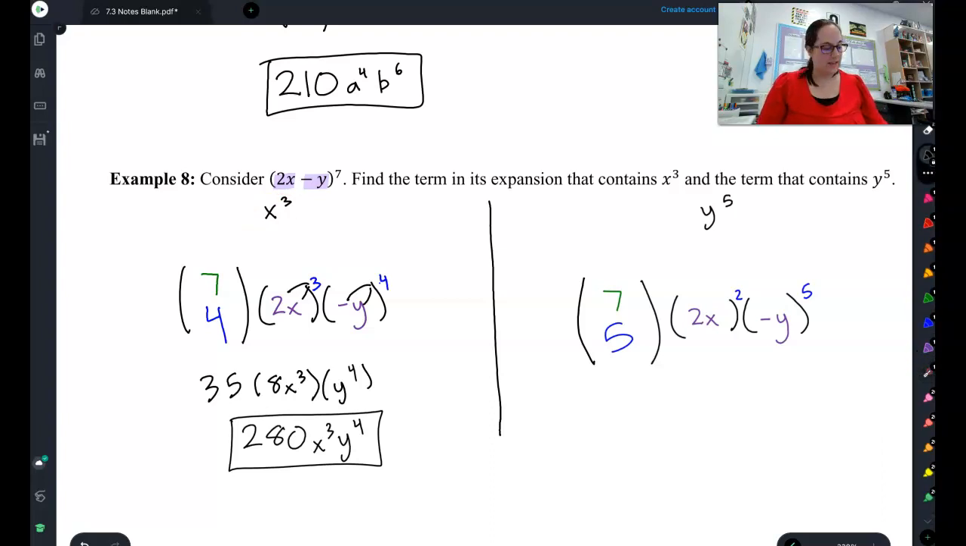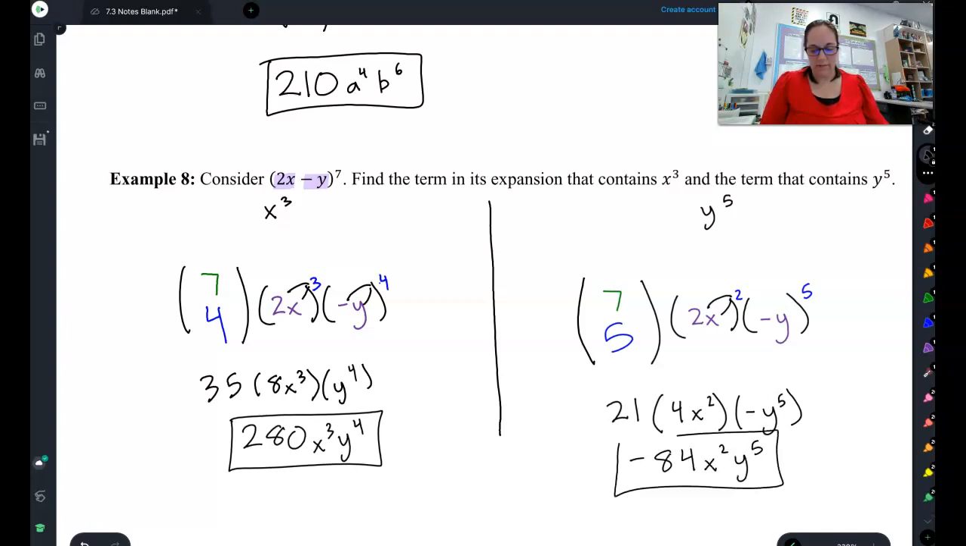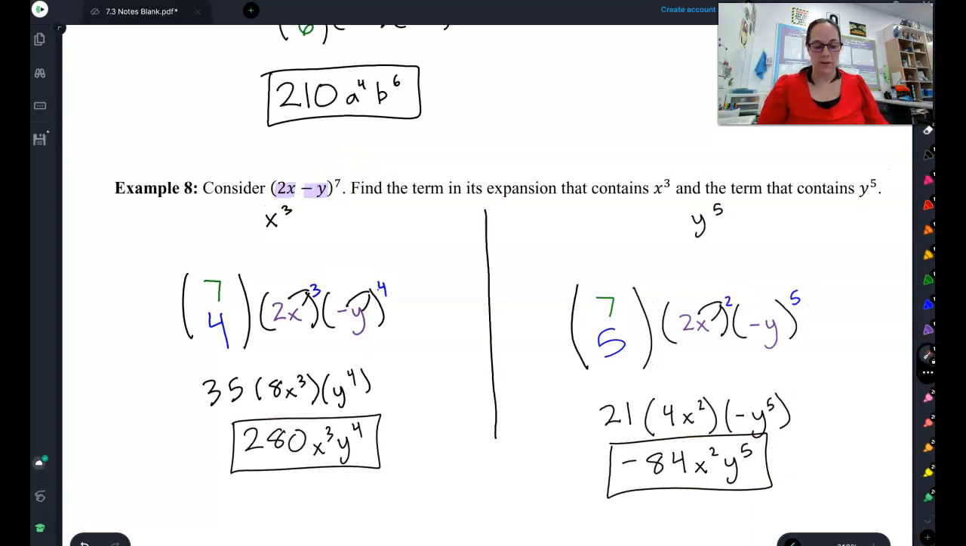And then lastly, I can simplify this one. 7 choose 5 is 21. Square both of those to get 4x squared. And then negative y to the 5th is still a negative. So 21 times 4 times a negative 1 is negative 84 x squared y to the 5th. So if I were to multiply this whole thing out, this would be the term that has an x cubed. This would be the term that has a y to the 5th.